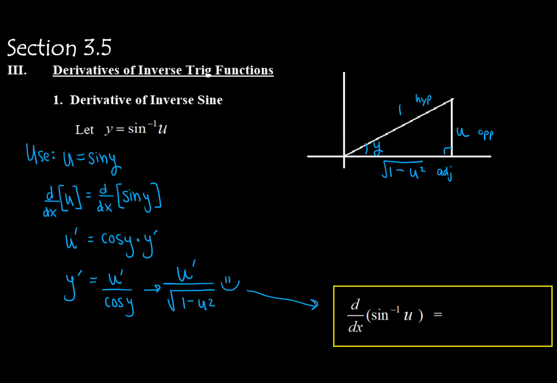And that's going to give me my inverse sine derivative formula. So if I have the inverse sine of u, I'm going to have u prime on the top and the square root of 1 minus u squared in the denominator.